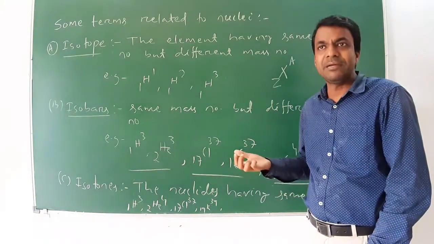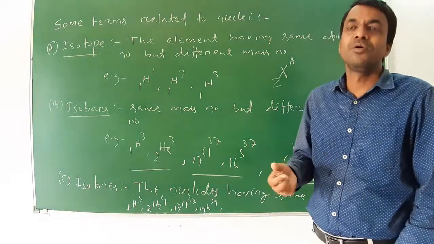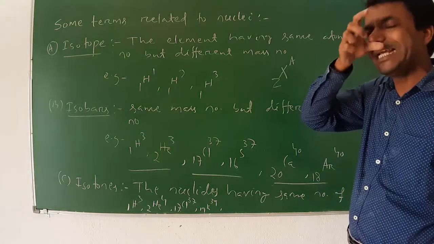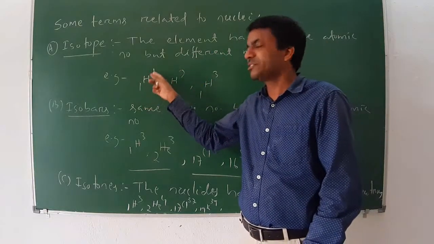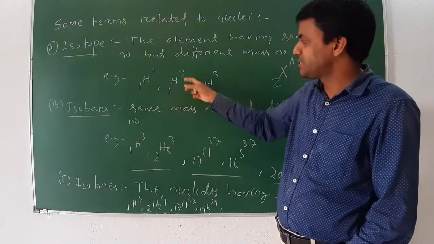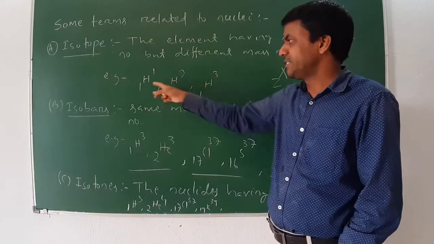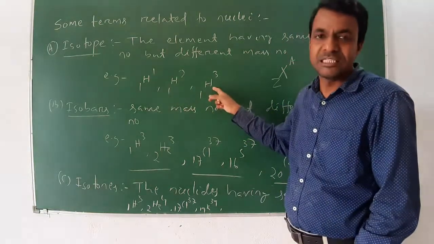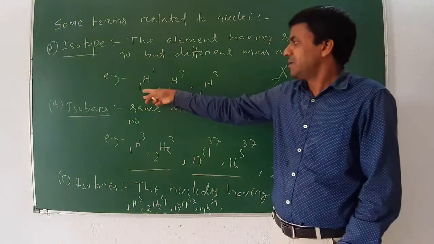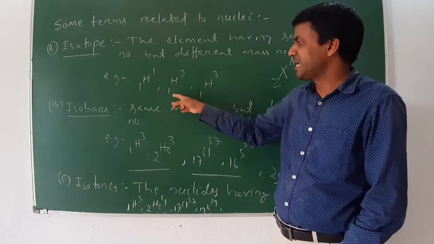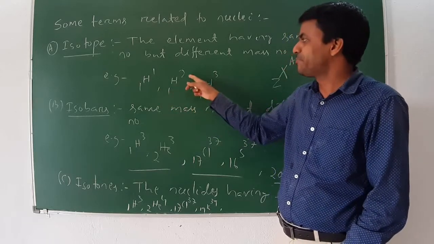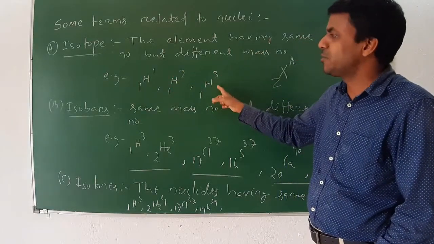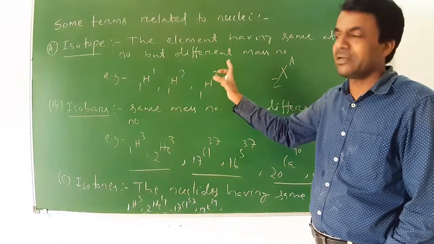There are some elements in the periodic table which have more than 2 isotopes. For example, hydrogen has 3 isotopes. One is 1H1, another is 1H2, another is 1H3. This is hydrogen, this is deuterium, this is tritium. Every one has the same atomic number 1 but a different mass number, that is 1, 2, 3. Therefore, these are known as the isotopes of the hydrogen atom.